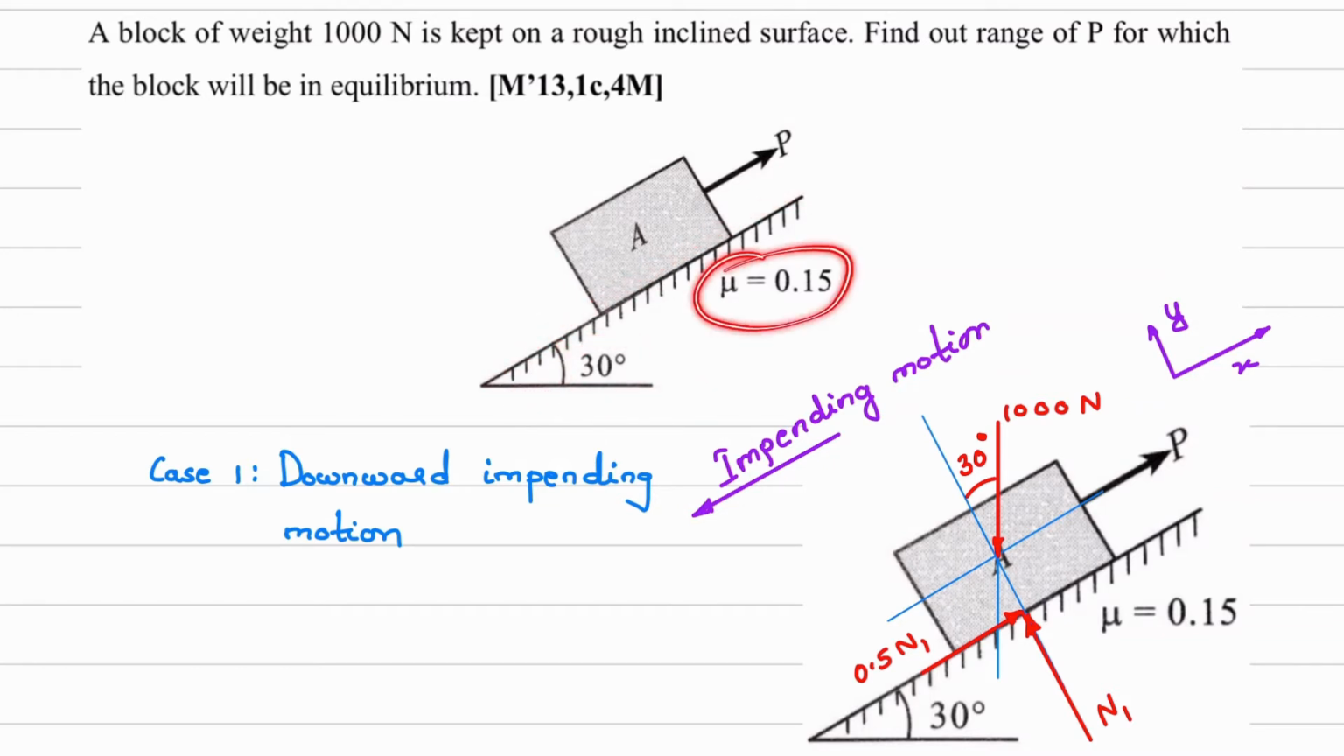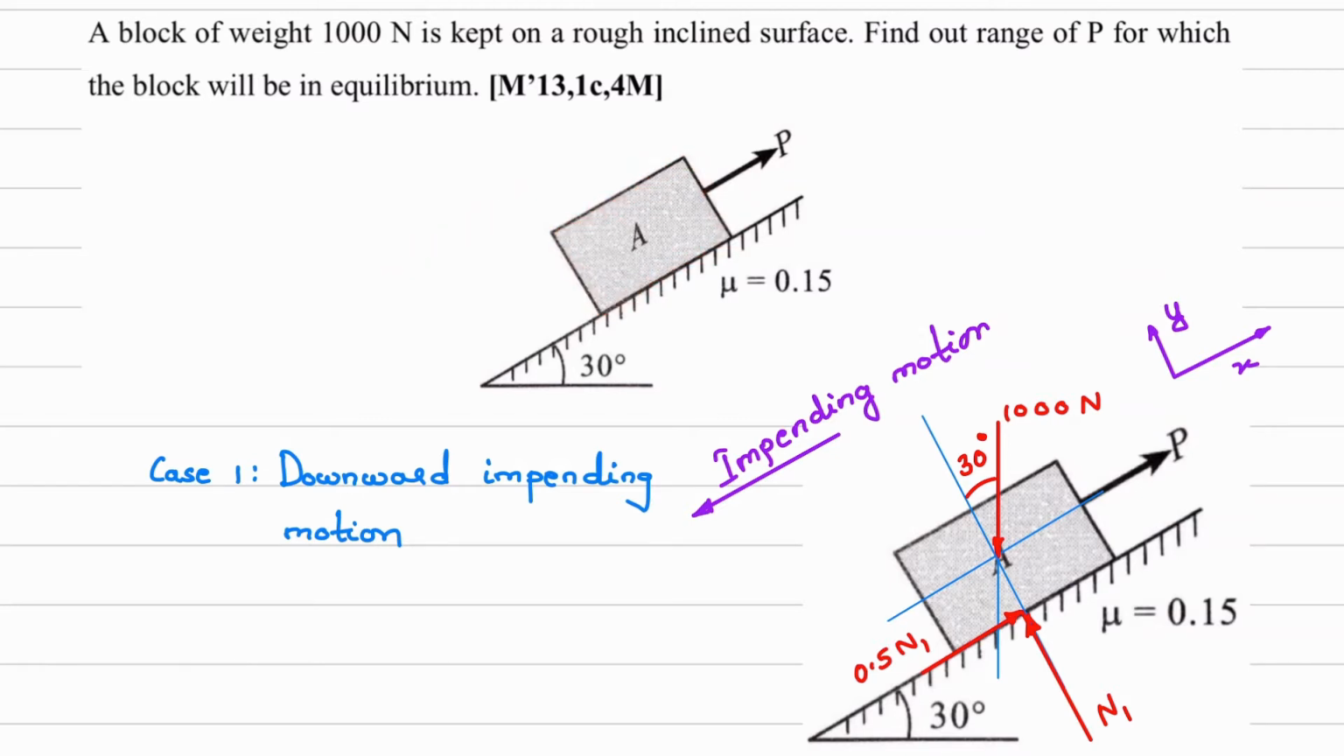Mu value is given as 0.15, which is between block and inclined surface. Find out range of P for which the block will be in equilibrium. Now in this case, effort P is applied. It can happen that this effort P is not enough to hold the block in equilibrium and the block will impend in downward direction.